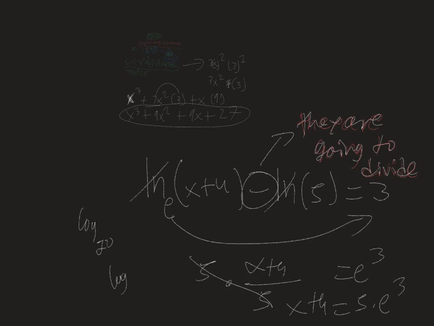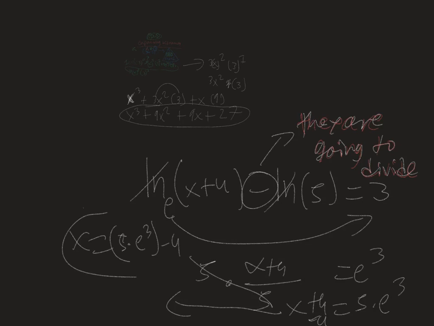And then if we simplify that even more, if we figure out what e to the power of 3 is, you can use your calculator on that one, times 5. Then we have 5 times e to the power of 3, but then minus 4, so we have to subtract it. So x equals 5 times e to the power of 3 minus 4.